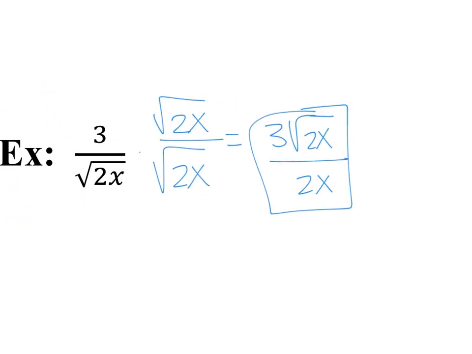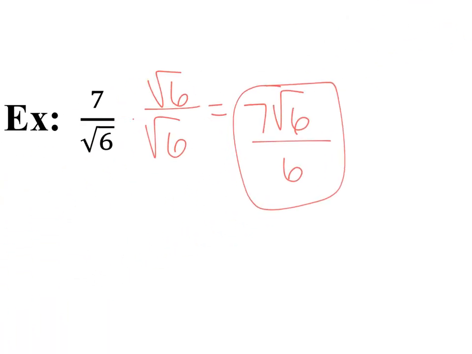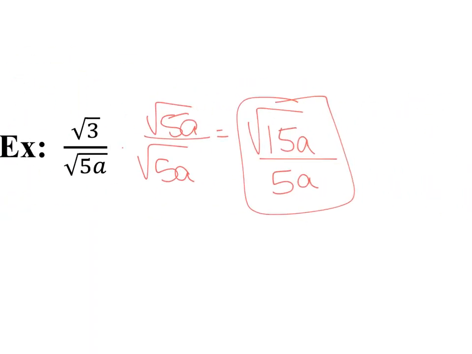On this example, you multiply top and bottom by square root of 2. Now because 3 is outside the radical and 2x is inside, you can't actually multiply, so the best you can do is just put them together. So you end up with 3 radical 2x over 2x. On this example, multiply top and bottom by square root of 6, so you end up with 7 square root of 6 over 6. On this example, you multiply top and bottom by square root of 5a, so you end up with square root of 15a over 5a. In this example, you're allowed to multiply the 3 and the 5a because they're both located inside the radical.